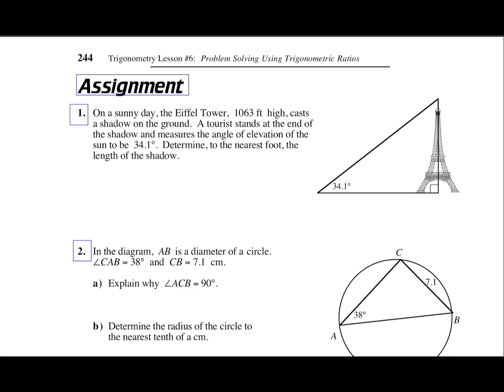Okay, let's do our homework. For the first one, we know the height is 10.63, and we know the angle, so we need to find the length of the shadow. For this one, we can use tangent. For the tangent, we use the opposite divided by the distance, right?